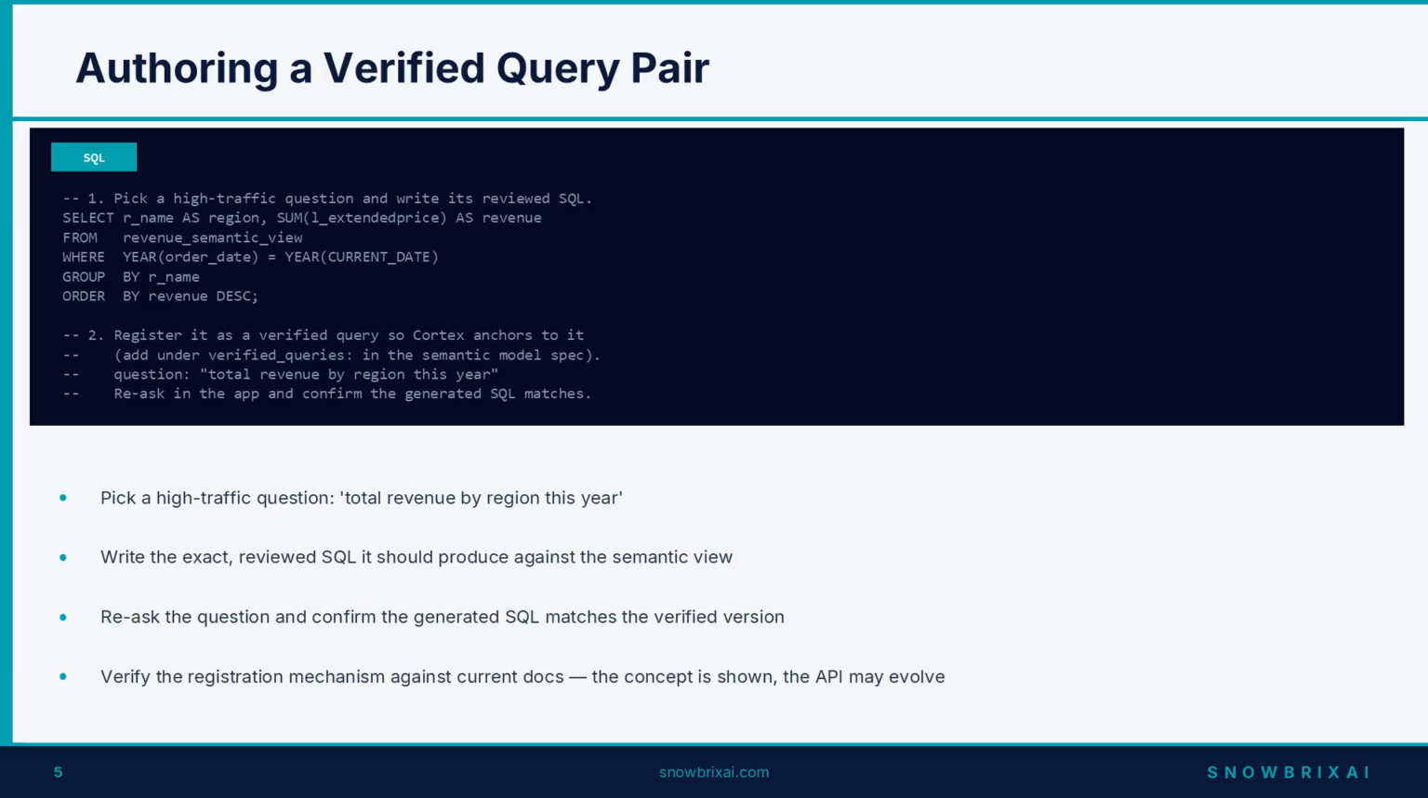So let's author one. Pick a high-traffic question, total revenue by region this year. Then write the exact reviewed SQL it should produce against the semantic view. Select region, sum of extended price as revenue, filtered to the current year, grouped by region, ordered by revenue. Register that pair as a verified query, so Cortex anchors to it. Then re-ask the question in the app and confirm the generated SQL matches your reviewed version. That is the whole loop. Pick, write, register, re-ask, and again confirm the registration mechanism against the current docs.